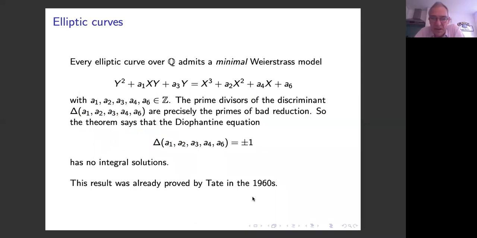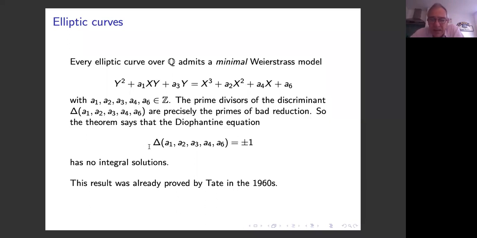So an elliptic curve has a Weierstrass equation, and you can find one with coefficients in Z, and you can find the so-called minimal one, in the sense that it has the best properties when you reduce it modulo primes. Then this minimal Weierstrass equation has a discriminant, which is a complicated polynomial expression in the coefficients. And this discriminant is zero modulo p precisely when the reduction is bad at p. So if the reduction is good everywhere, then the discriminant is not divisible by any prime, and therefore it is equal to plus or minus one.